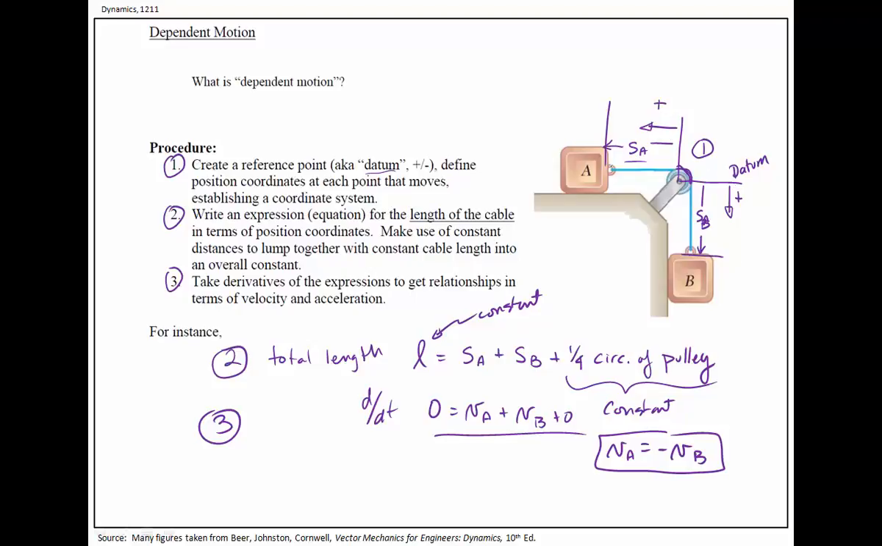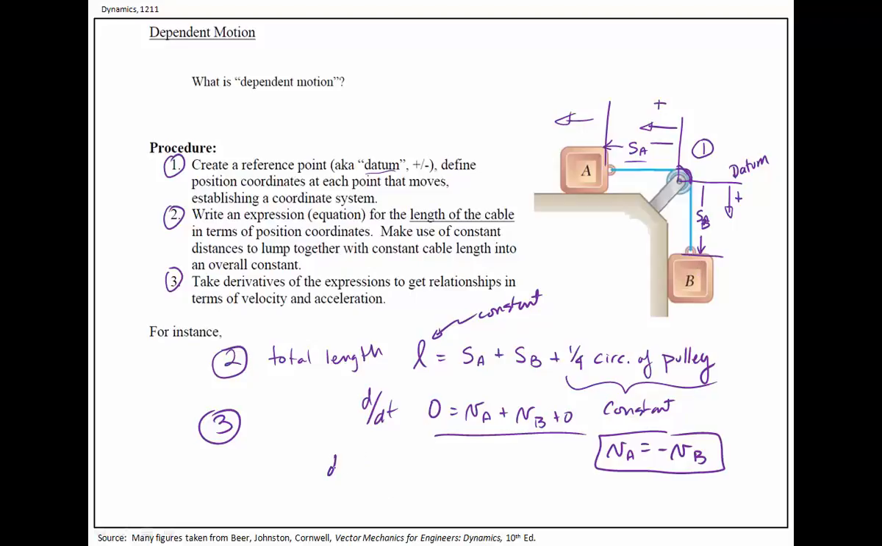So if A starts to move to the left right here, right? So it has a velocity of 1 going to the left, then we're going to have a velocity of -1, according to our datum, of B. Okay, you see how that works?